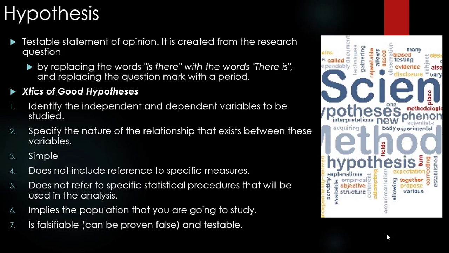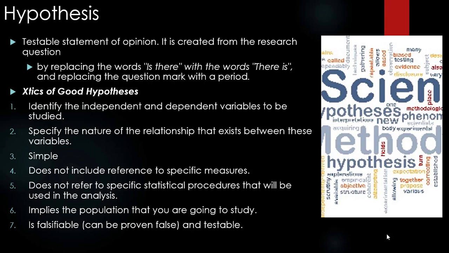Where you're saying, is there a relationship between so and so, you can turn it to hypothesis by saying there is a relationship between so and so. So you have turned the question to a hypothesis. And at the end of it, where you have the question mark, you turn it to a full stop. There are 7 characteristics of a good research hypothesis.